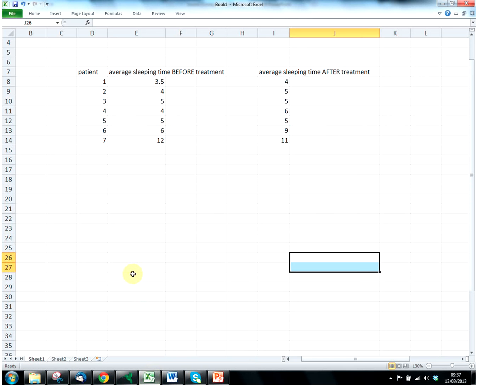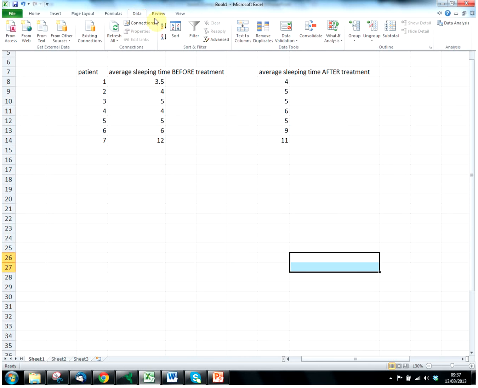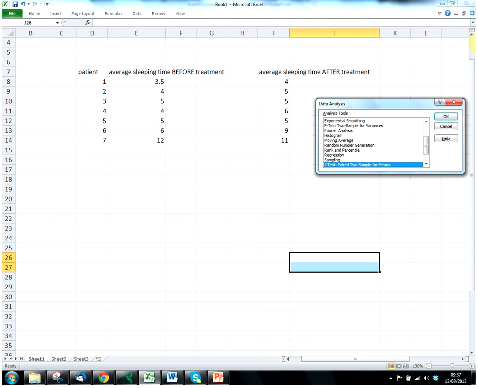Well, we can make use of a built-in function in Excel 2010. For that we go to the Data tab, click on it, and in the top right-hand corner we get this Data Analysis package. And here we can choose a t-test for paired two samples. Paired means that we have a patient here, and the same patient is then analyzed later after a certain treatment. I call this t-test the before-after t-test.